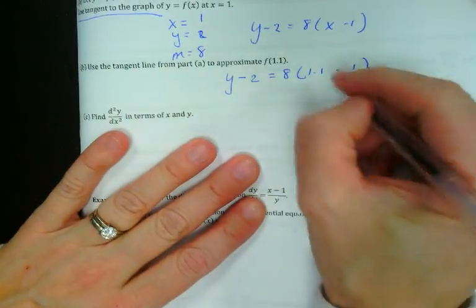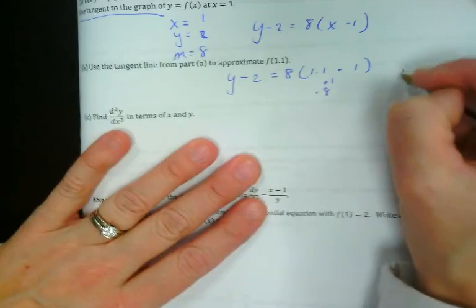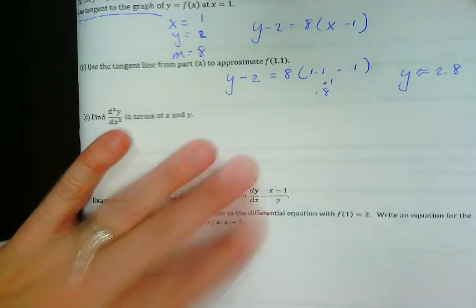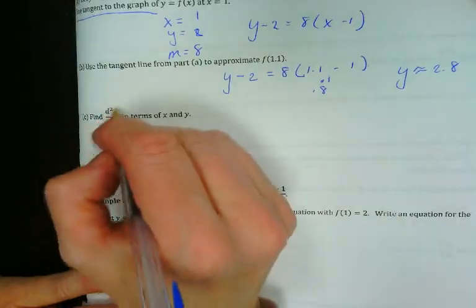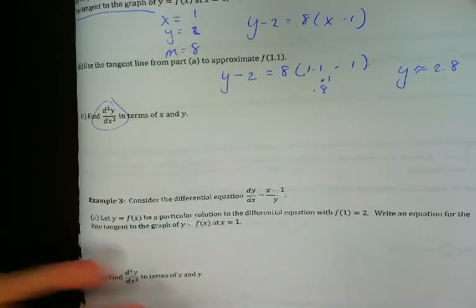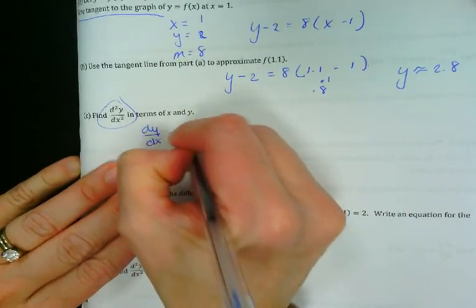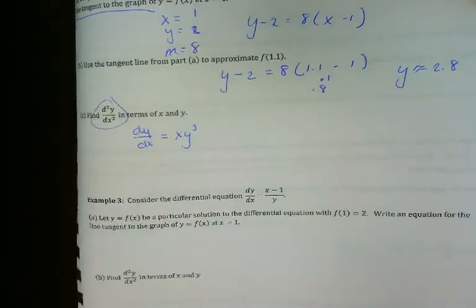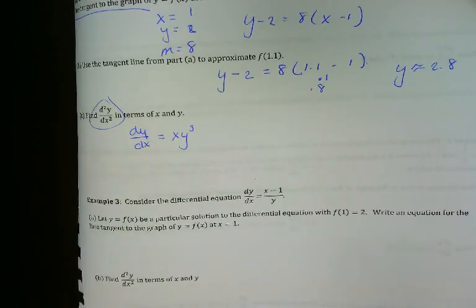1.1 minus 1 is 0.1, so what does that get me? A 0.8. And then add the 2. I'm getting y is approximately 2.8. And then part C, find the second derivative in terms of x and y. So again, start with the first. Christian, what rule are you going to use to take that derivative? Product is perfect. Excellent. So take a moment, use that product rule. Remember, it's implicit. There's y, so for every y derivative you need a dy dx.